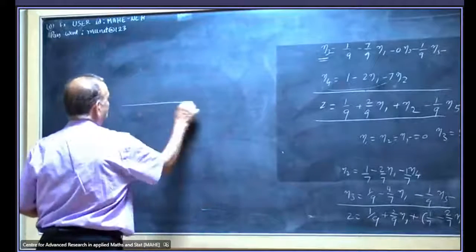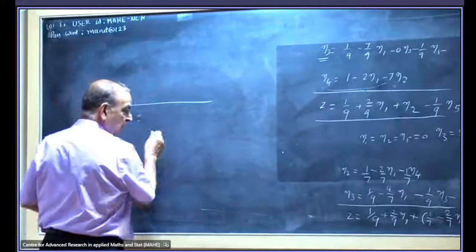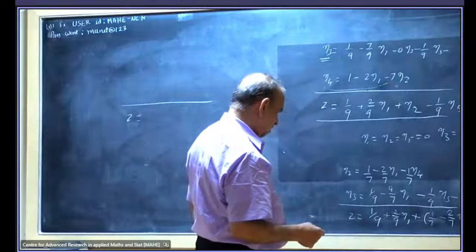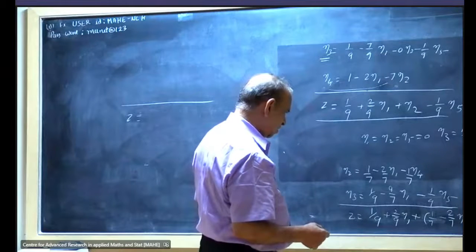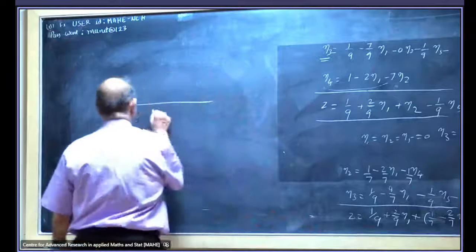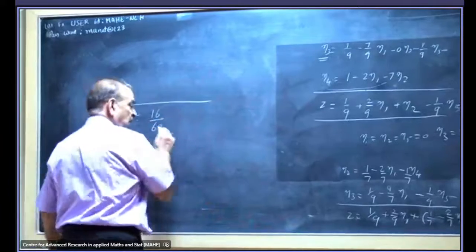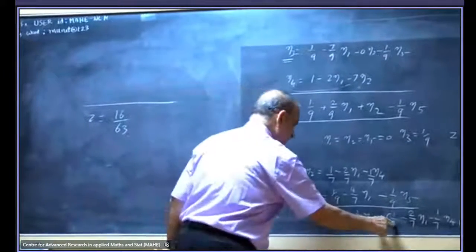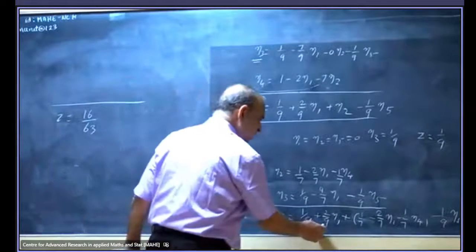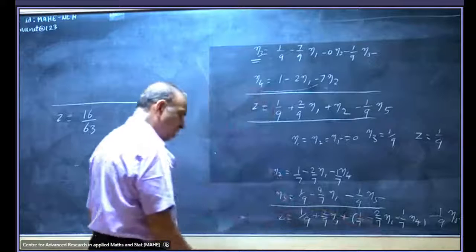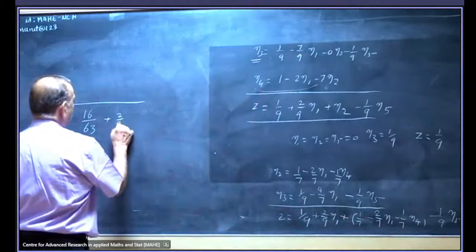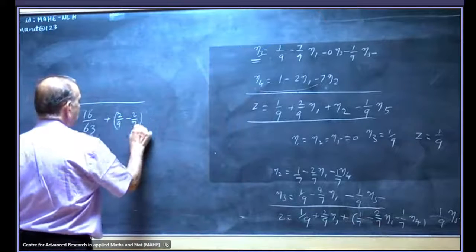So the last one alone I am trying to keep. Z equals 16 over 63. If I add these two constants, it becomes 16 over 63 plus 2 over 9 eta 1 minus 2 over 7 eta 1, which is plus 2 over 9 minus 2 over 7 eta 1.